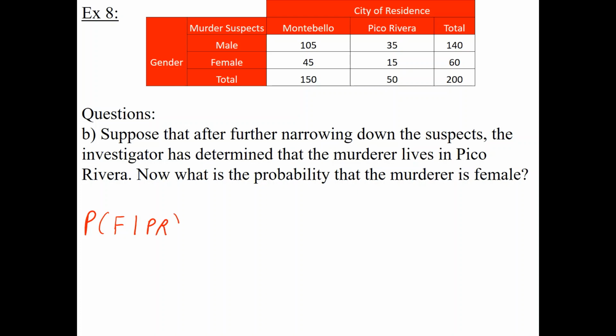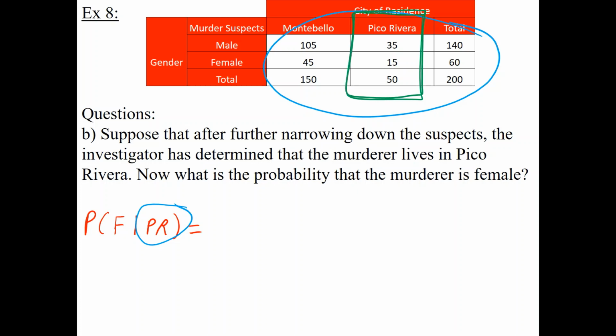Okay, so once you told me the murderer lives in Pico Rivera, it narrows down my sample space. At the outset of the problem, the sample space was all the people in this table. But it's not anymore because now I have this information, the murderer is from Pico Rivera. So my new sample space just gets cut down to the people from Pico Rivera. So everything that's in this green box here, that's my new sample space now. You can ignore all the people that are outside of it. Basically ignore all the Montebello people. Let me do a little bit of erasing here.